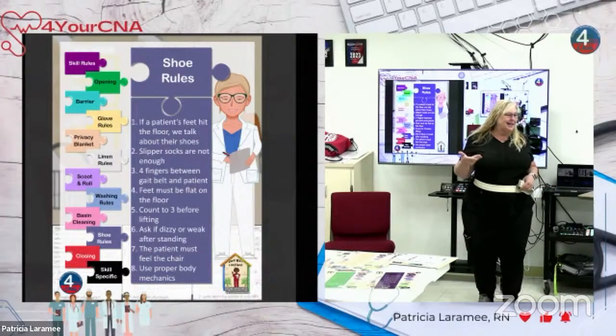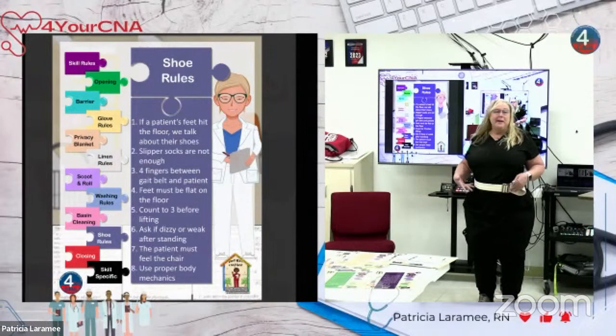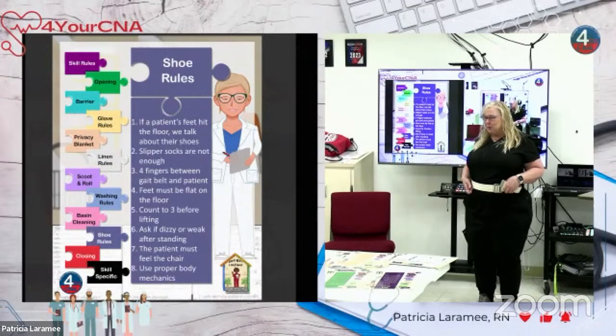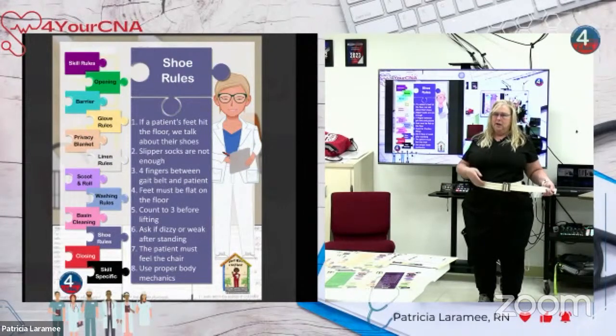Now we get skinnier when we stand. So you're putting this on with the patient sitting. When the patient stands up, their torso elongates, and that's going to make this looser. If it's too loose when you put it on and you stand them up, it's not going to be effective as we're walking. Okay. So 4 fingers between the belt and the patient.